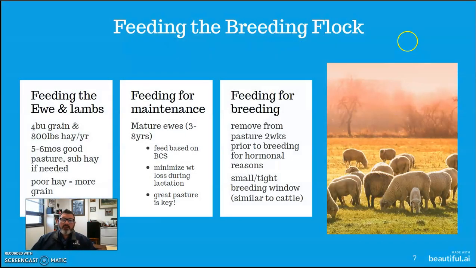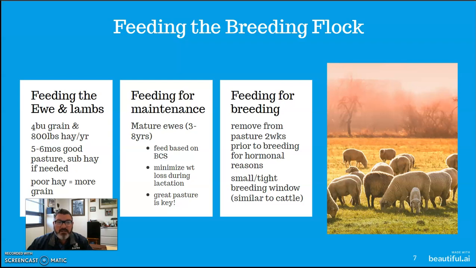So let's talk the breeding flock for a little bit here. Feeding those ewes and lambs, a very rudimentary feeding budget that we can put together: about 4 bushels of grain. And if you don't know what 4 bushels look like, picture 4 or 5 gallon buckets full of grain. That'll pretty well do it. And about 800 pounds of hay will get the job done. It's very, very basic.